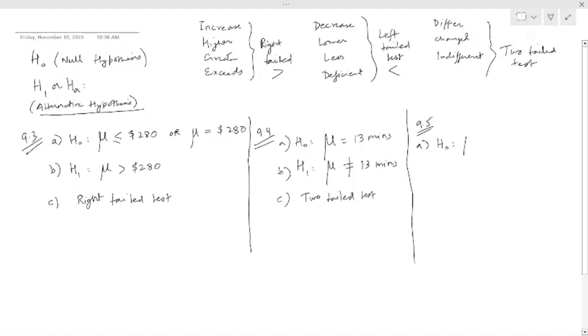So H naught is mu equals 18 milligrams. In part B, H1 should be stated as mu less than 18 milligrams, because less than is the word that we are given in the question right there. Then in part C, it should be indicated as a left tail test because the less than sign has been used in the alternative hypothesis as per the claim given in the question that is to be tested. So this is how we state H naught, H1, and how we decide the nature of the test. That's all from this session.